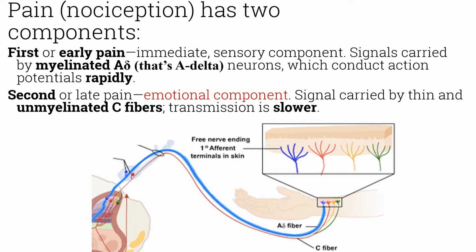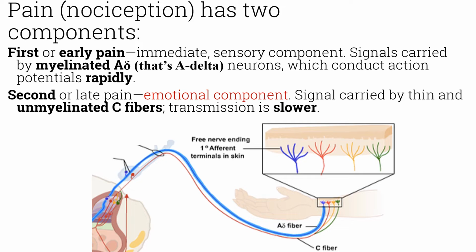Now, the speed of transmission is going to depend on the type of nociceptor and specifically whether they're myelinated or unmyelinated. Remember that myelination is like insulation that surrounds the axon and can dramatically increase the transmission speed of the neuron.